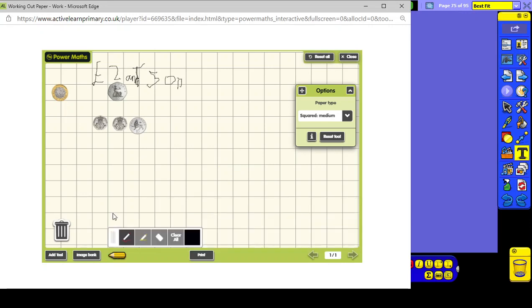Can't it? So that is the same as, can I not make that any thicker? No.